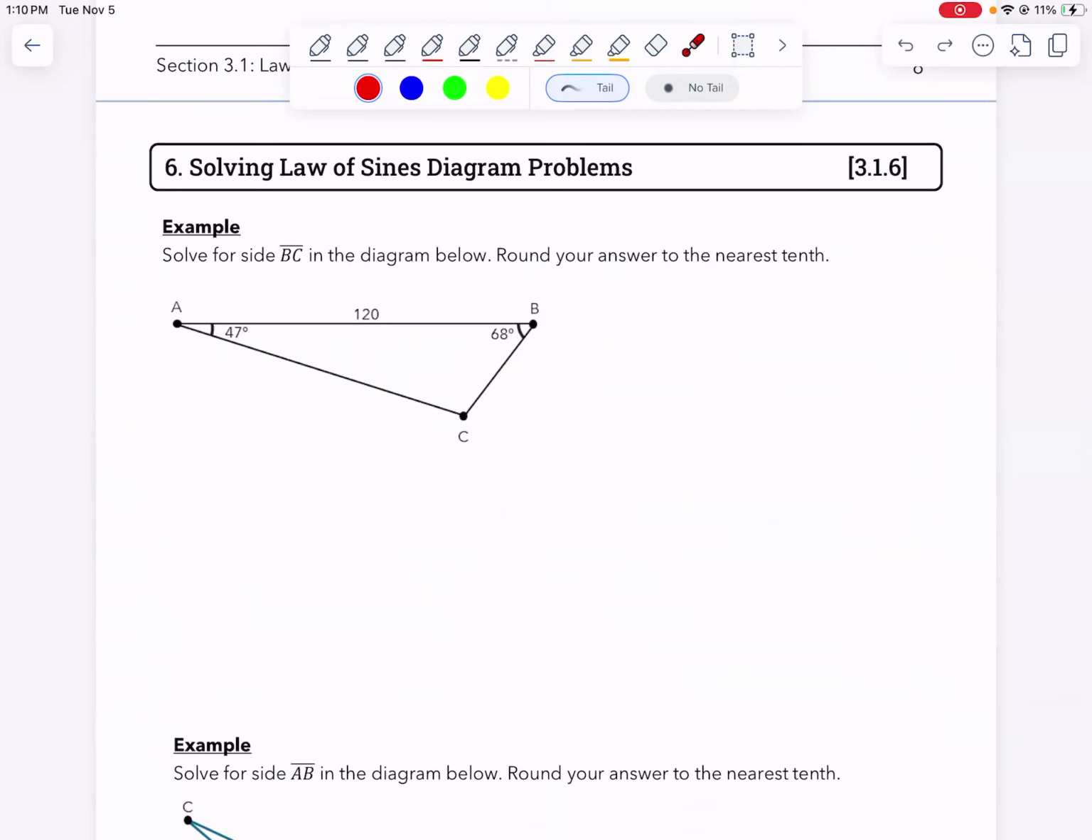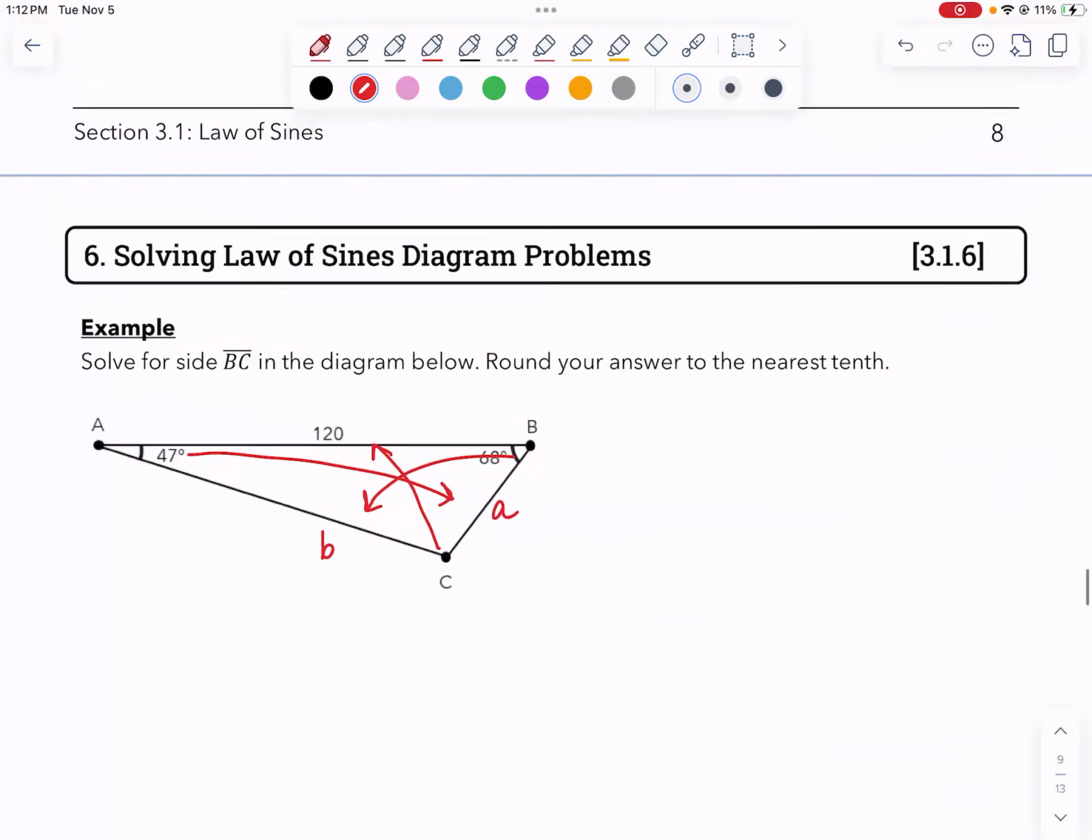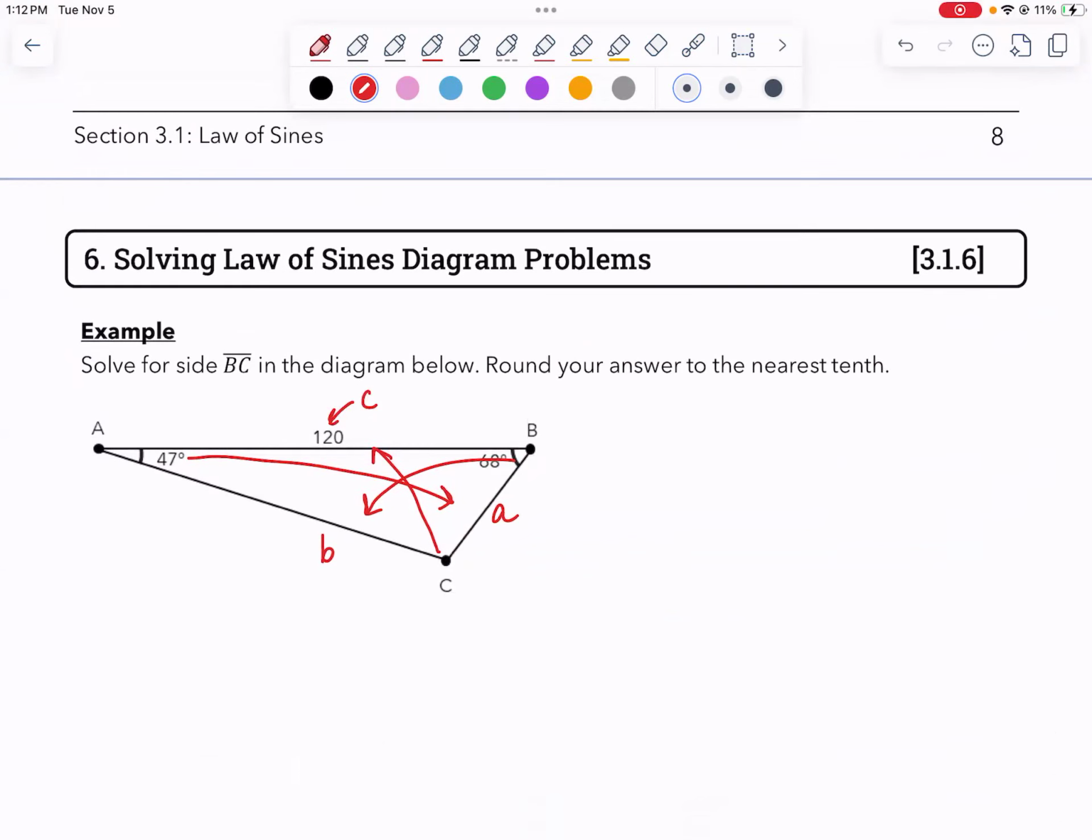We are starting with a picture. We are asked to solve for side BC, round our answer to the nearest tenth. My first thing, I notice that my angles have been labeled A, B, and C. I am going to finish labeling this diagram with the lowercase letters. Side A is opposite angle A, side B is opposite angle B, side C is opposite angle C. So side C is 120.